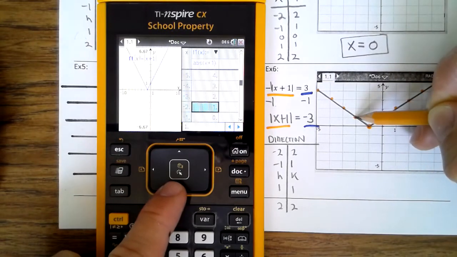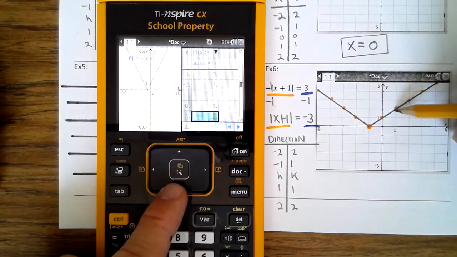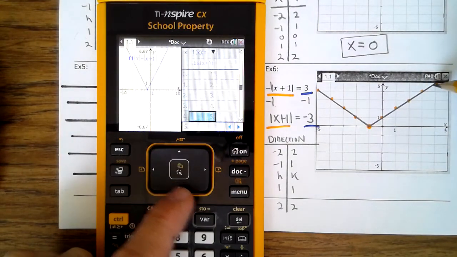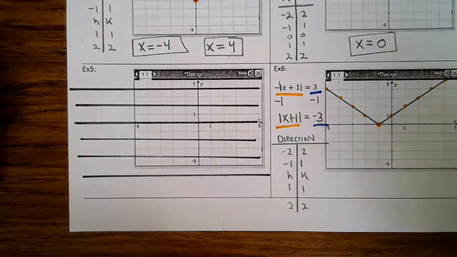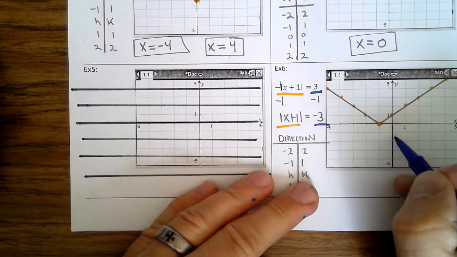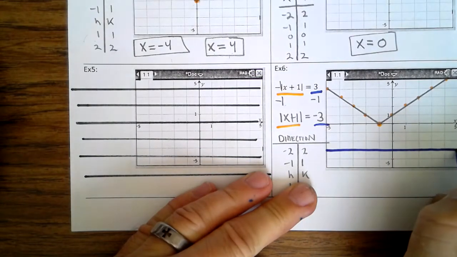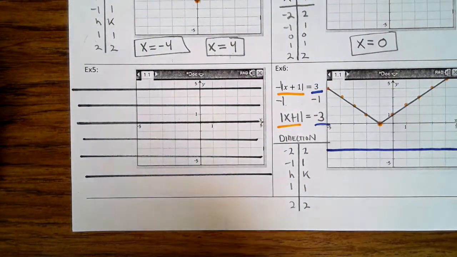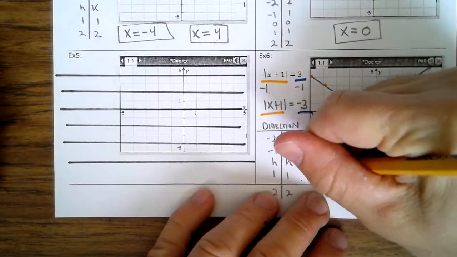Negative 4, 3, that's correct. Negative 3, 2, negative 2, 1, negative 1, 0, 0, 1, 1, 2, 2, 3, 3, 4, and 4, 5 is correct. All right, now we graph our horizontal line at negative 3. And we knew that because the absolute value is negative, it was going to be no solution, and we verified in the graph because they don't intersect. So example 6 is no solution.